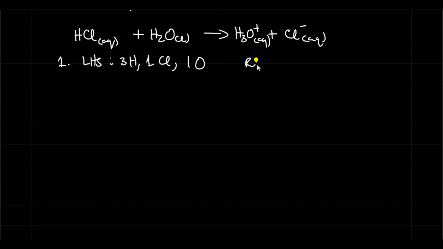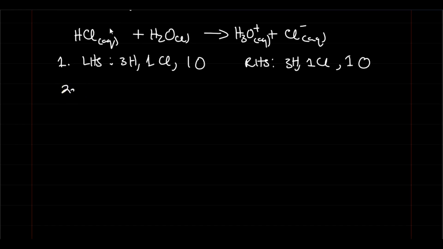Then what about on the right hand side? On the right hand side we have what? We have 3 hydrogens as well. We have one chlorine atom, and we have 1 oxygen atom. What about charge? In terms of charge, what do we have?